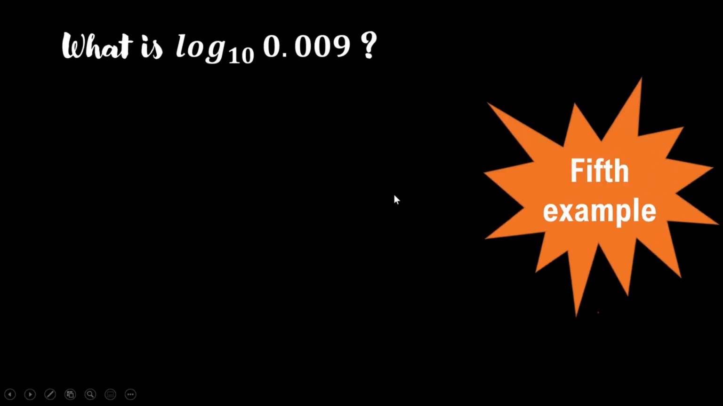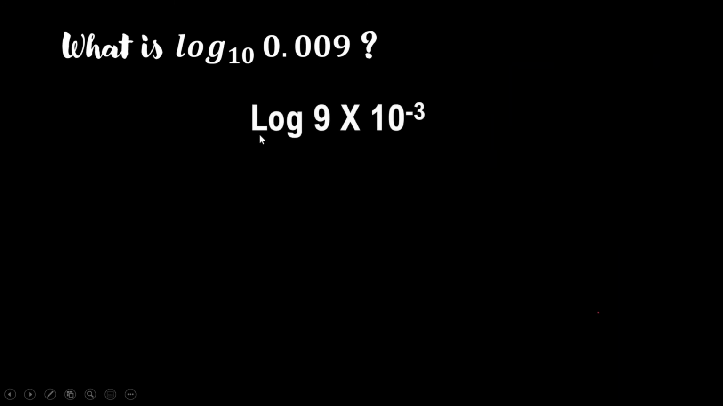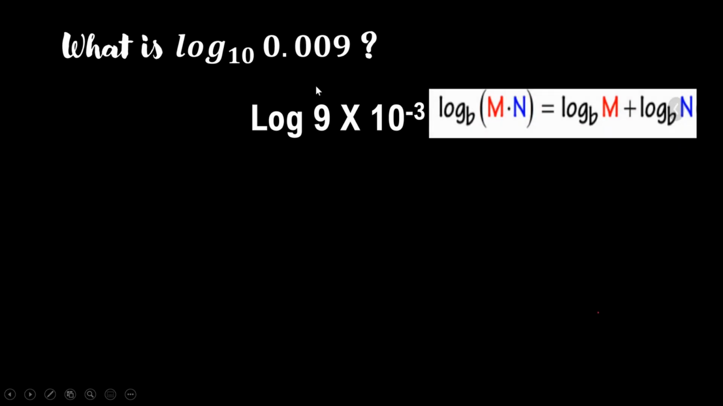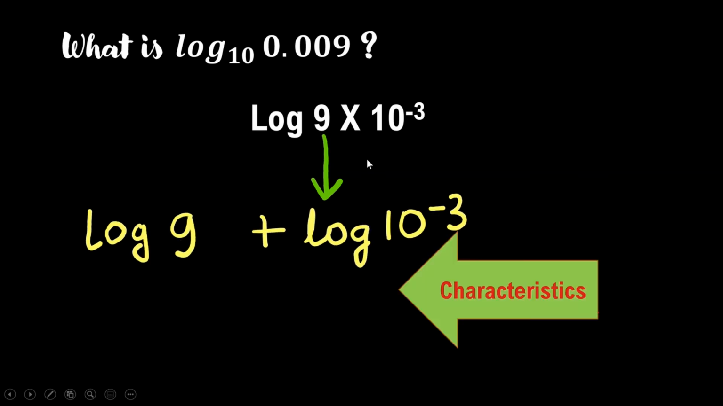Let's verify this with the fifth example of ours. Let's verify what is the characteristic of log of 0.009. Again, the first step is to write it in this format, where 9 is the first significant digit. So we can write log of 9 into 10 to the power minus 3, and applying the product law, we can break it up into log of 9 plus log of 10 to the power minus 3. Similarly, in order to find out the characteristic, we have to check the value of logarithm of 10 to the power minus 3, right?